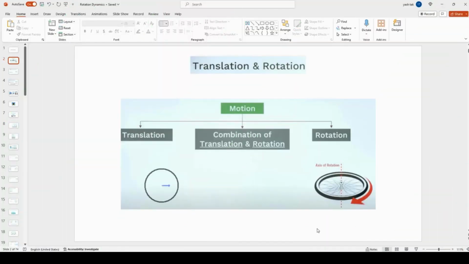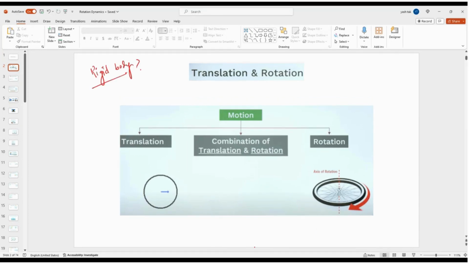What exactly is rotation and particle dynamics? To understand that, we should know what a rigid body is. Let's say I take a body like this. Whatever you do to this body, the distance between any two particles will remain the same. That body is a rigid body.